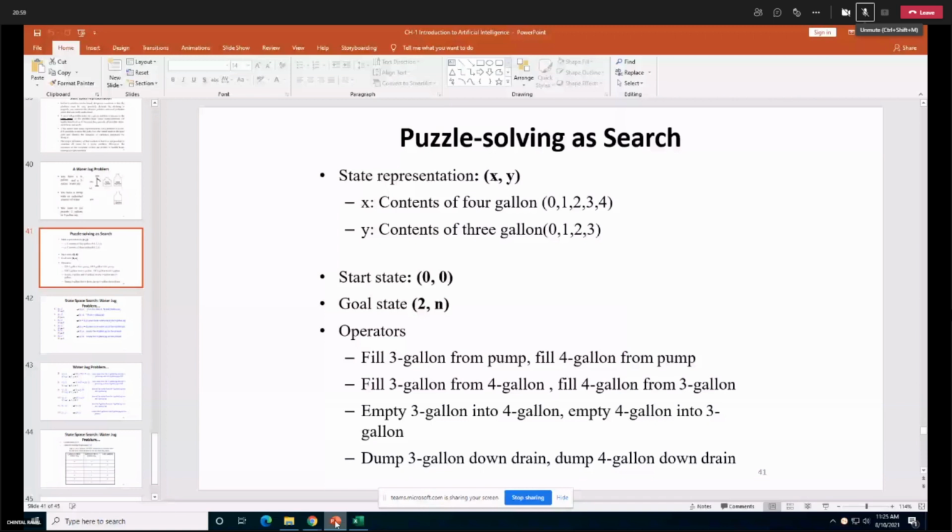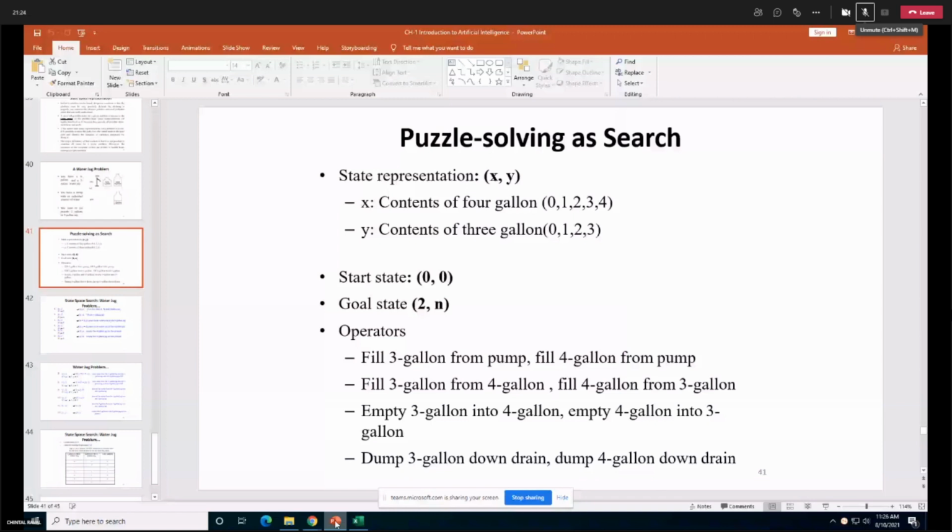At the start state, I'm making my first assumption that initially, when we are starting to solve this problem, both the jugs are empty. Okay. Goal state that we need to attain is 2n. N can be 0, 1, 2 and 3. Now these are the assumptions that I'm making before proceeding.